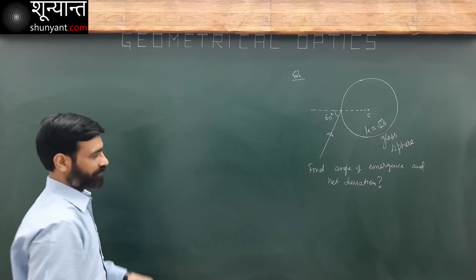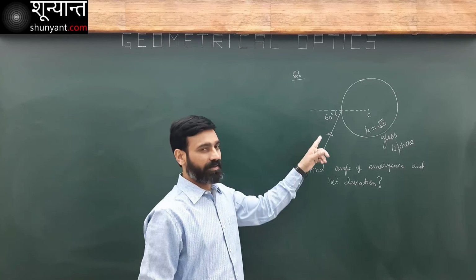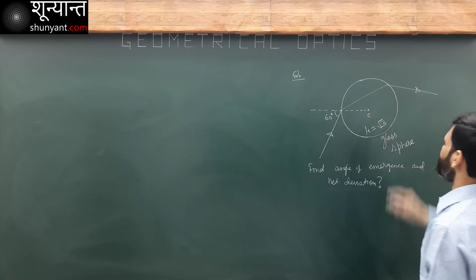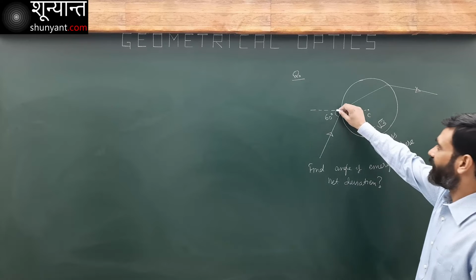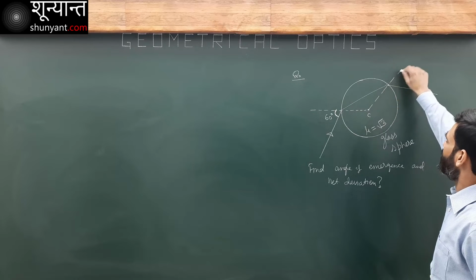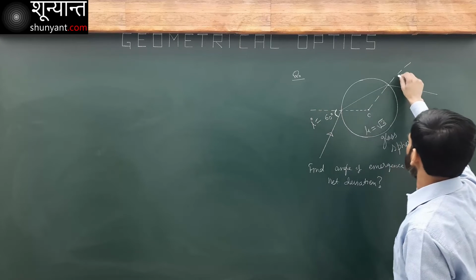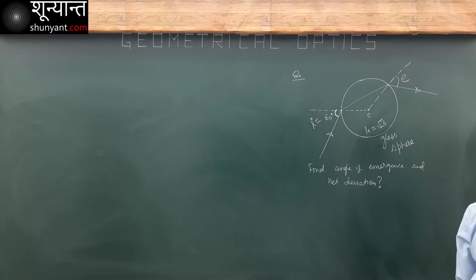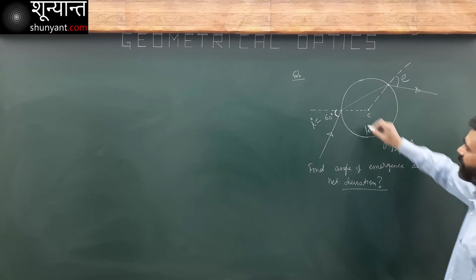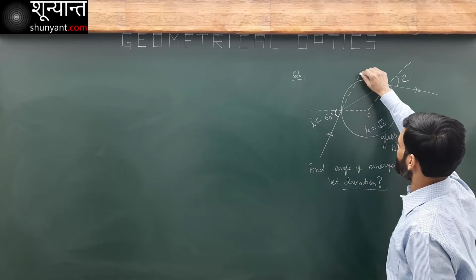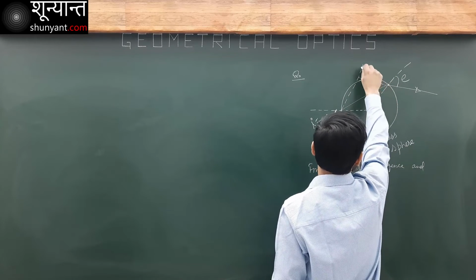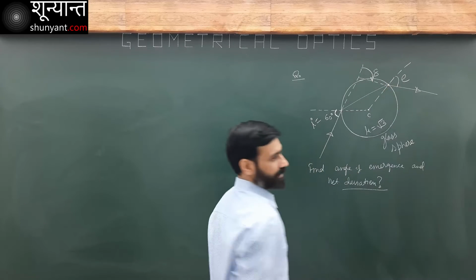Very interesting. What I have to find? The light is finally going to come out. It will enter the glass here. Finally it is going to come out like this. This is known as angle of incidence. From here also it is going to come out. This is angle of incidence. This will be angle of emergence. Light is emerging from here. And then I have to find the deviation. Light was going in this direction, and finally it is coming out in this direction. This is the angle of deviation. This we have to find.